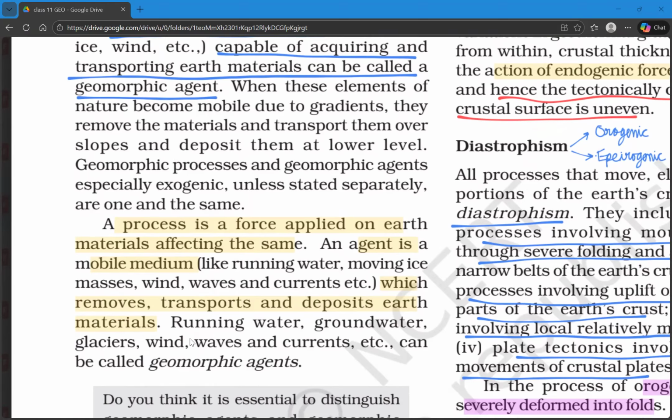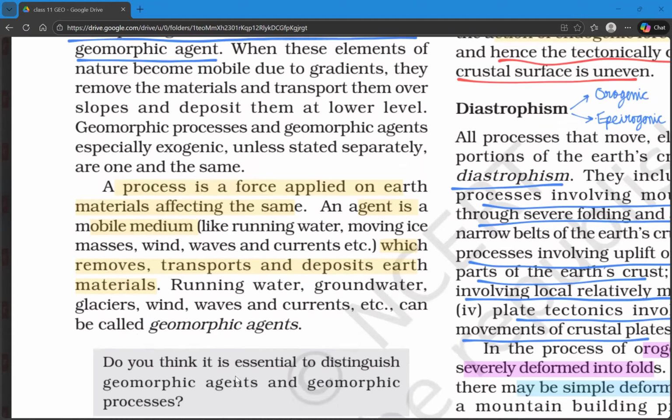Running water, groundwater, glaciers, wind, waves, and currents can also be called geomorphic agents. Why? Because they are capable of removing, transporting, and depositing earth materials.